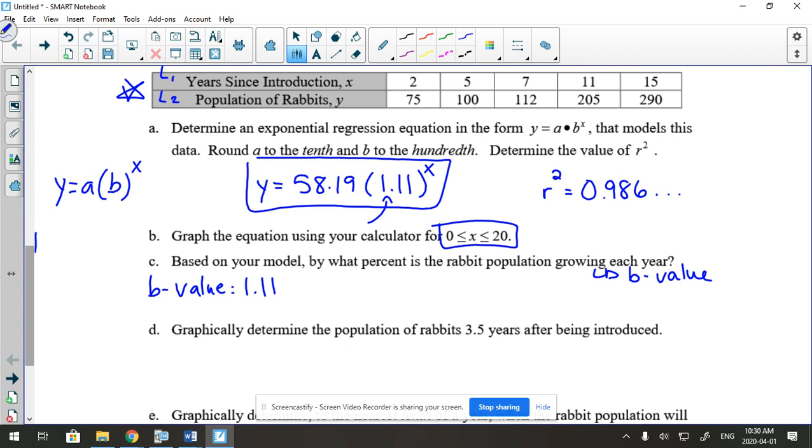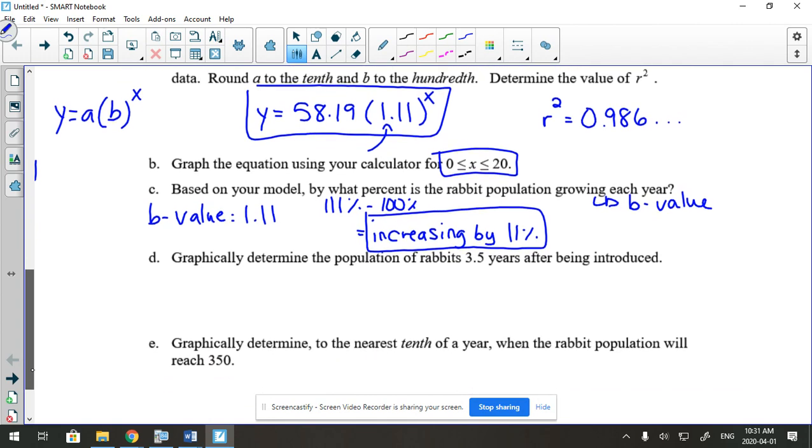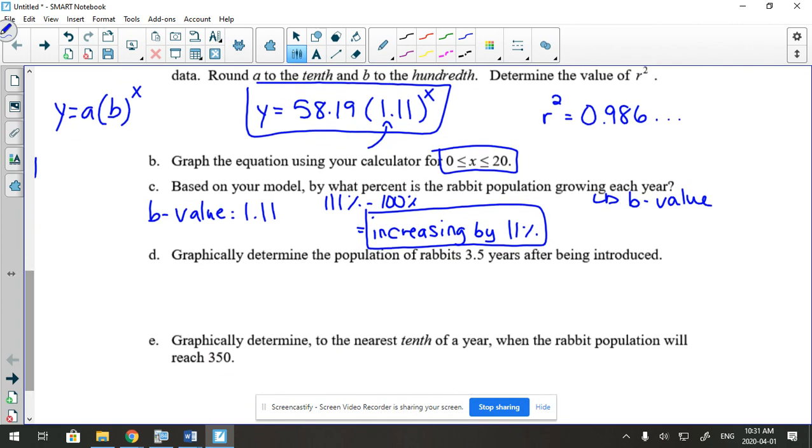This is the same as 111%, but remember we're comparing to the regular population, which we started with 100% of the rabbits. Now we're at 111% of the rabbits. So minus off that 100, and you're going to see that the rabbits are increasing by 11% each year. So it's always from your b value. You're usually going to be either minusing 100% or adding 100%, or minusing it from 100%.